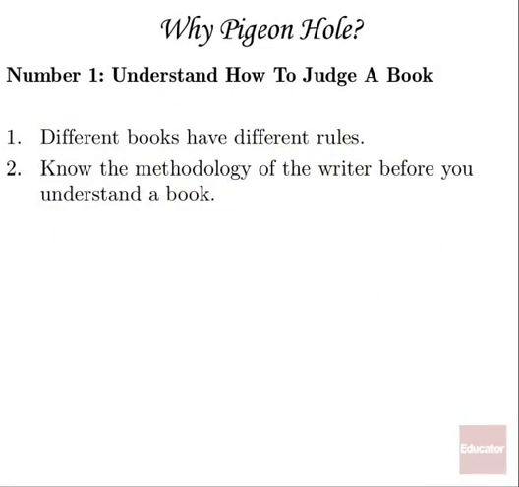So, when we're judging a book, we have to understand that different books have different rules, not just in how they're organized, but in how they're understood and how they're judged. So, again, we have to know the methodology of the writer before we understand a book. Methodology I'll be going over later, and I'll give you several examples of what you should expect to find in a book that's a literature book or a science book or a practical book, etc. We'll go over that.